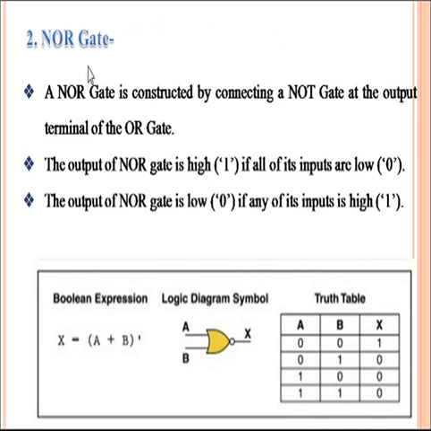The next universal gate is the NOR gate. The NOR gate is constructed by connecting a NOT gate at the output terminal of an OR gate. The output of a NOR gate is high if all of its inputs are 0. Similarly, the output of a NOR gate is low if any one of its inputs is high. This is the Boolean expression for the two input NOR gate and the corresponding truth table.